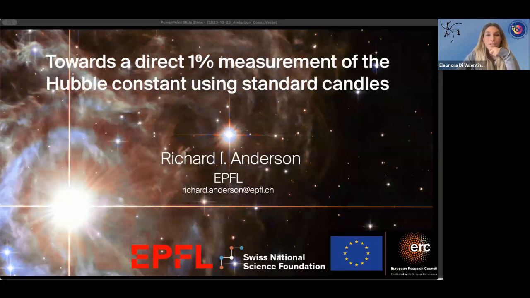Richard is an assistant professor at EPFL in Switzerland and PI of the ERC Starting Grant IPSTARS that targets a 1% measurement of H0 using pulsating stars. Richard got his PhD at the University of Geneva, working on observational and theoretical aspects of Cepheids in the Gaia group. After that, he got a Swiss postdoc fellowship at Johns Hopkins with Adam Riess, where he began focusing on the distance ladder. And finally, he got an ESO fellowship in Garching to work on the physics and distance applications of Cepheids. Today, Richard will present towards a direct 1% measurement of the Hubble constant using standard candles. You can start, please, when you're ready.